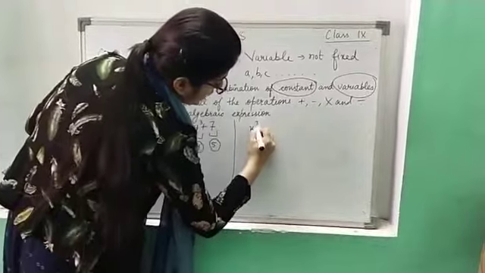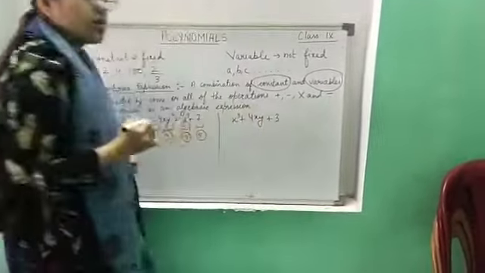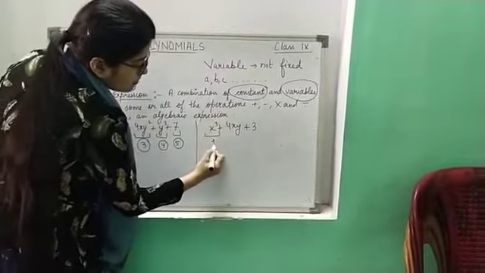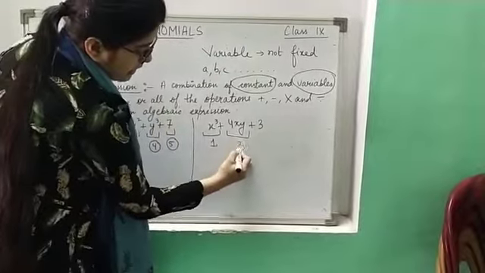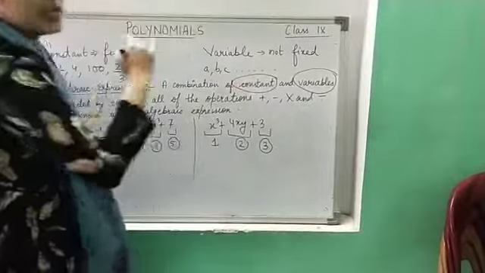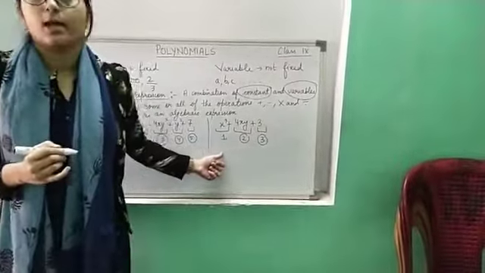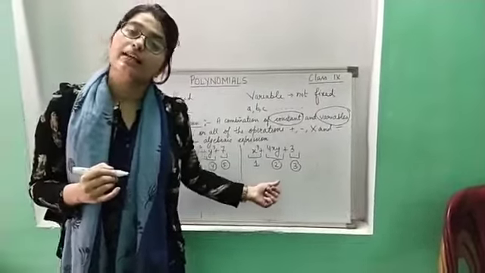Similarly, let me take one more example. If I write x cube plus 4xy plus 3, now let's count how many terms are there. First term, after that this second term, then again one operation, after that this is your third term. So how many terms are there? 3 terms are there. This is how we will see how many terms are there in an expression.